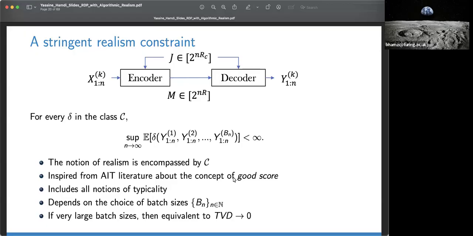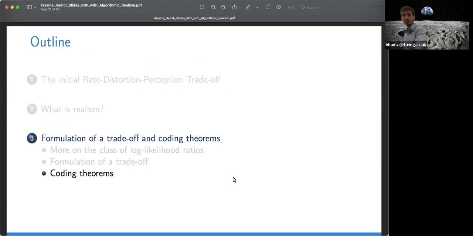Now, as I said, you could just look at a single sample. I think it's the most natural thing to do: take a single image and look at its realism. But you could actually choose the number of samples you give to the critic, and this will give you different levels of difficulty, or more stringent notions of realism, as you add samples to them. So this will become clear in our coding theorems.